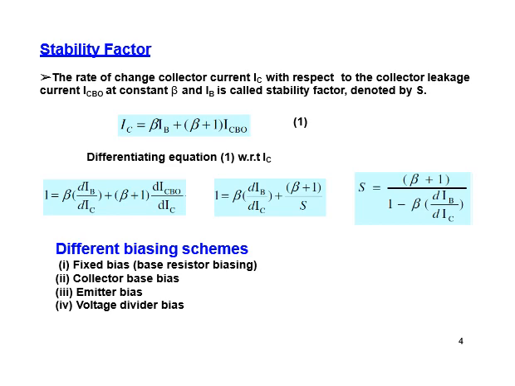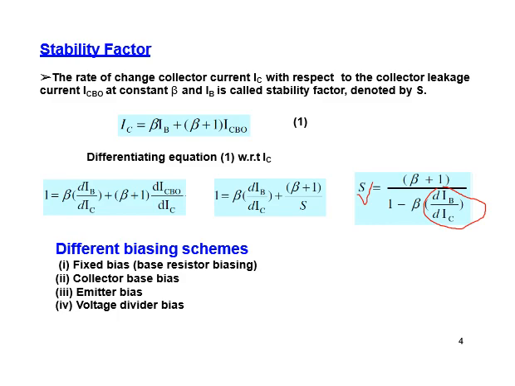Now from the previous slide we can see that dICBO by dIC can be replaced by 1 by S, where S is the stability factor. On rearranging this equation, we obtain S equals beta plus 1 upon 1 minus beta dIB by dIC. So in order to obtain the stability factor S, we have to calculate dIB by dIC. Once we calculate this dIB by dIC and put this value in the equation, we can obtain the expression for S.